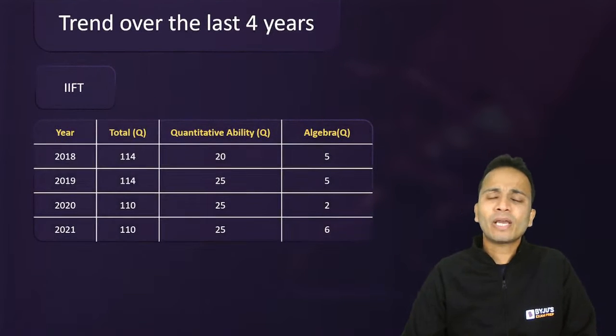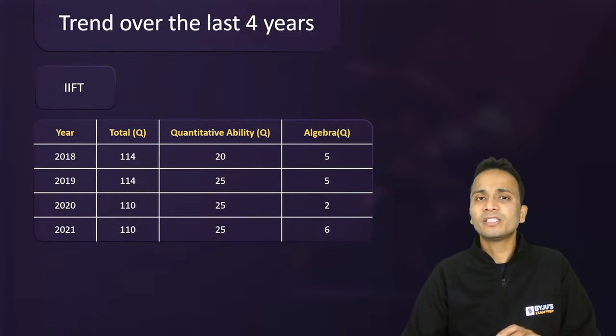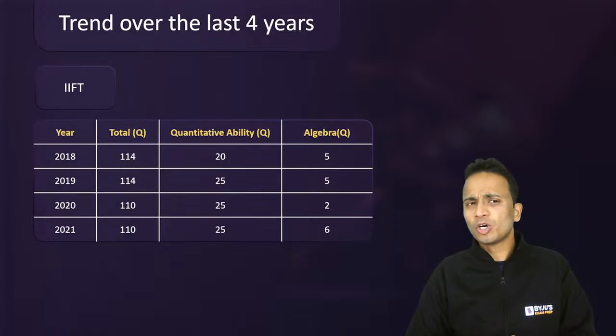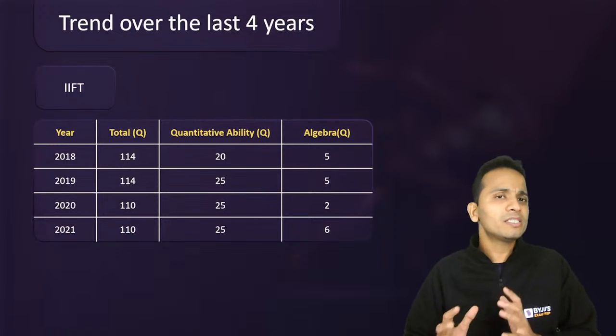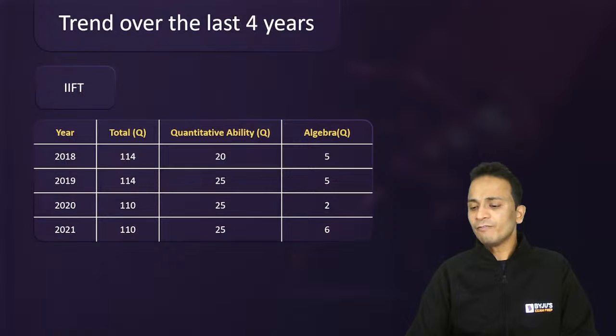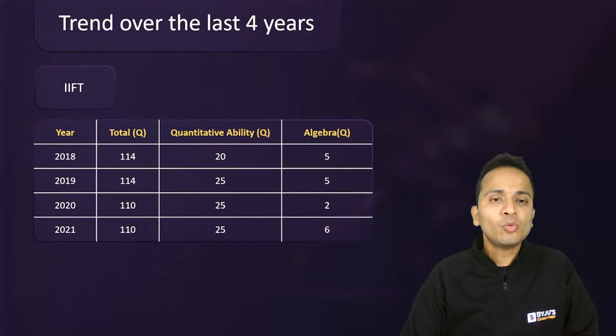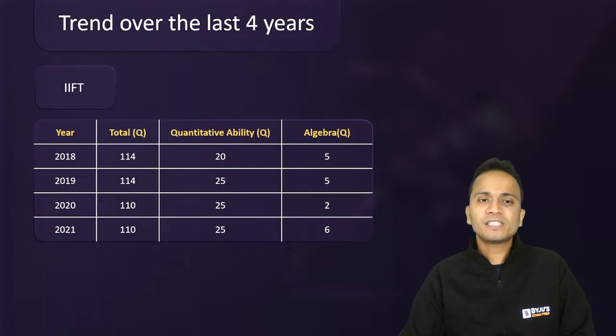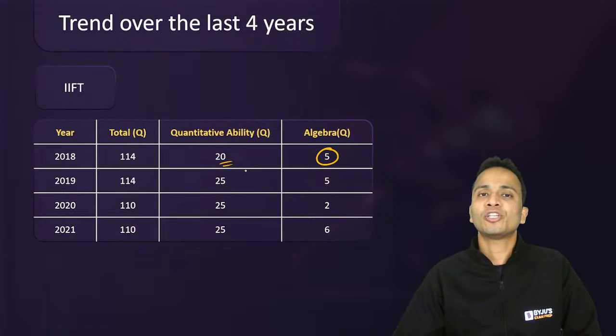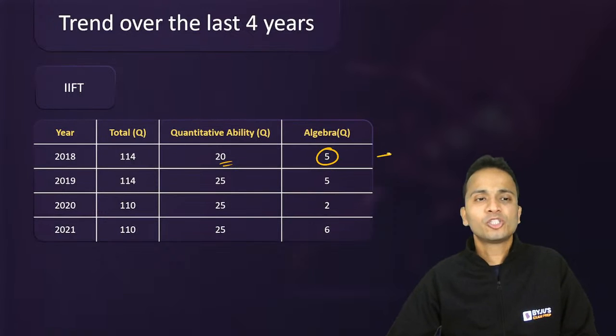Now, moving ahead, if I look at the trend over the last 4 years for IFT examination, why have I taken the last 4 years? Because in the last 4 years, the pattern is more or less the same for IFT. So starting from 2018 up till 2021, if I talk about 2018, there were 5 questions out of 20 questions in the QA section of IFT examination. So the weightage is 1/4, that is 25%, right? So in 2018, the weightage of algebra was 25%.